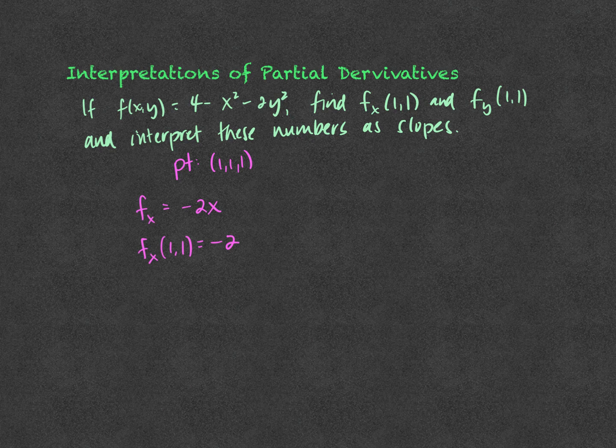Then with our paraboloid, our tangent curve is sloping downward at the point 1, 1, 1.